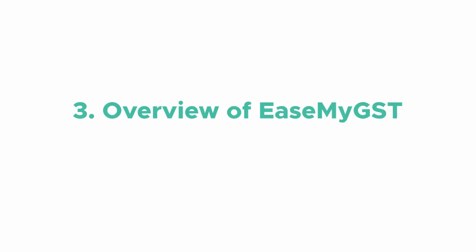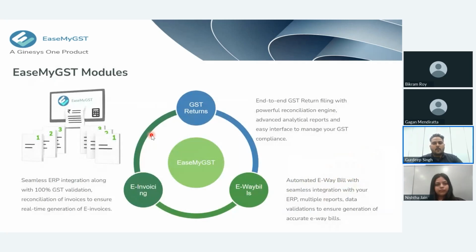For those who are not using EaseMyGST, I want to give a brief introduction. EaseMyGST is a Genesis One module, and we have three products: GSTR returns, e-bills, and e-invoicing. In the GSTR returns, we have end-to-end encryption of GST returns. We maintain all types of GST returns like GSTR 1, 3B, TCS and TDS, including the ISD return, and the annual returns GSTR 9 and 9C.